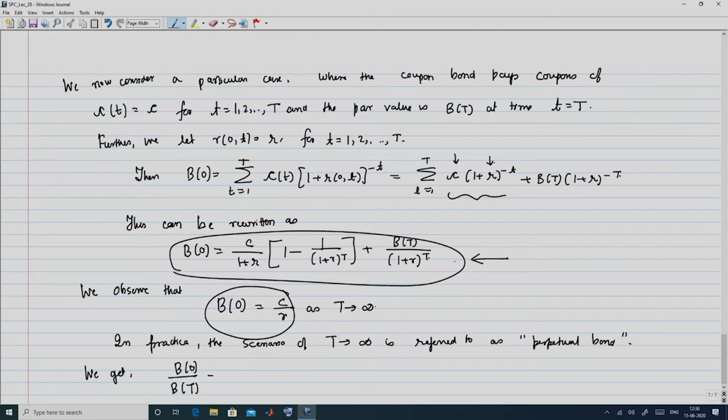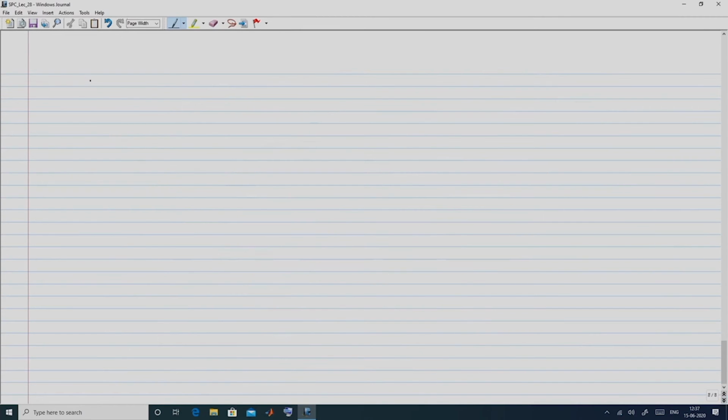Okay, so coming back to this relation, we finally get that B 0 over B of capital T, that is dividing both sides by B of capital T, will be C over B of capital T on the numerator divided by 1 plus R into 1 minus 1 over (1 plus R) raised to capital T, plus 1 over (1 plus R) raised to capital T. So, this brings us to the concept of yield to maturity.